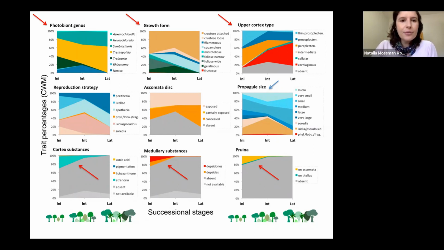We can highlight, for example, that green algae had different patterns when we compare the genera, which is very interesting, and also the growth forms. Looking at the nuanced traits, we can see different patterns, for example, for gelatinous lichens, foliose wide and foliose narrow among the successional gradient. And important to highlight as well is that cortex substances, medullary substances and pruina were only and mostly seen at initial and intermediate stages and not found at late stages of forest succession.